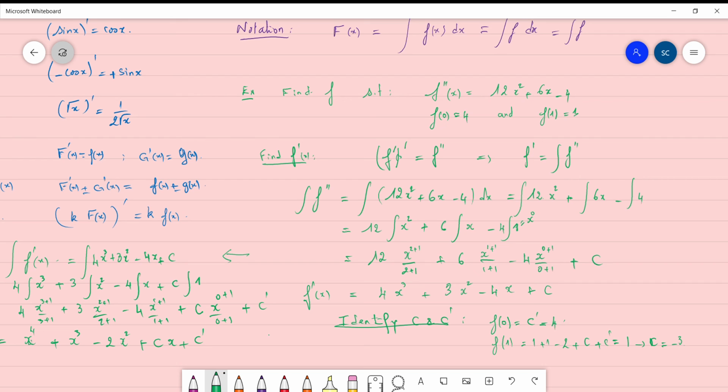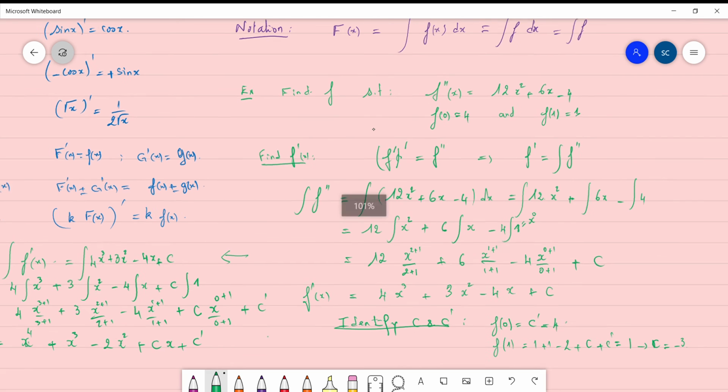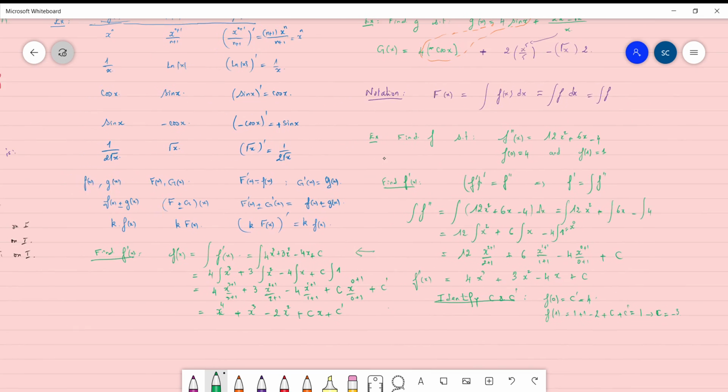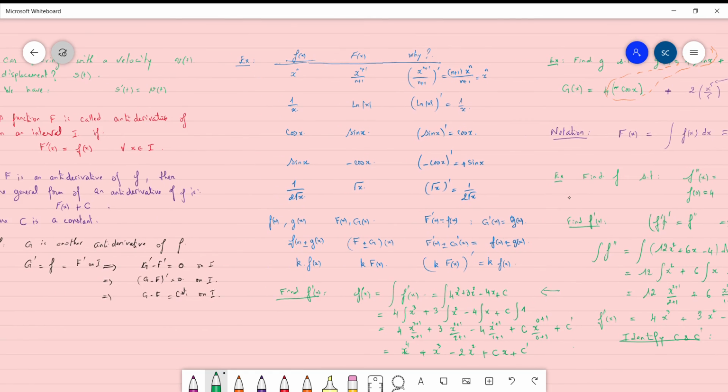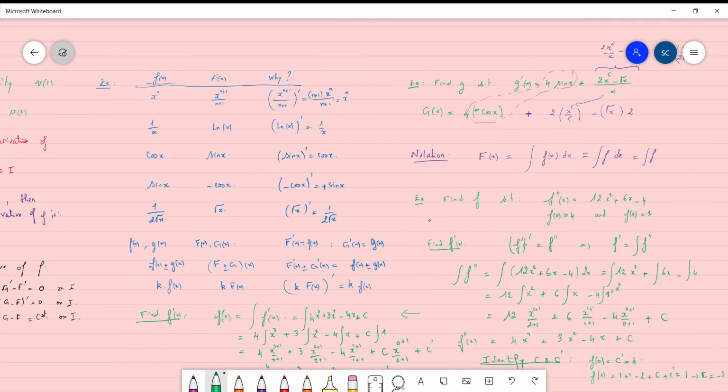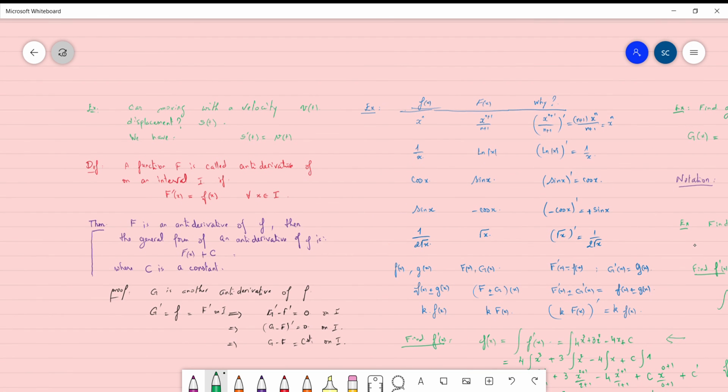So this is about what we learned today, which is about antiderivatives, mostly definitions, examples, and operations on antiderivatives. So this is our section about antiderivatives.